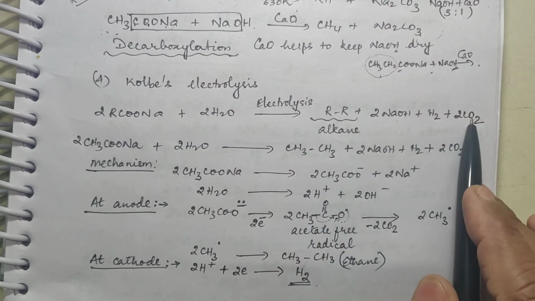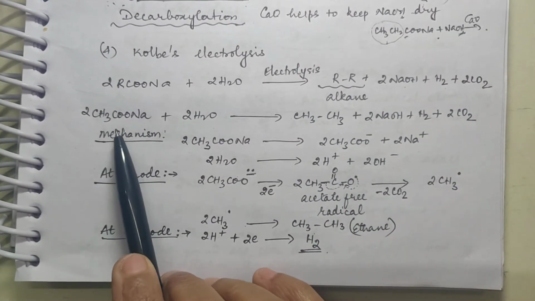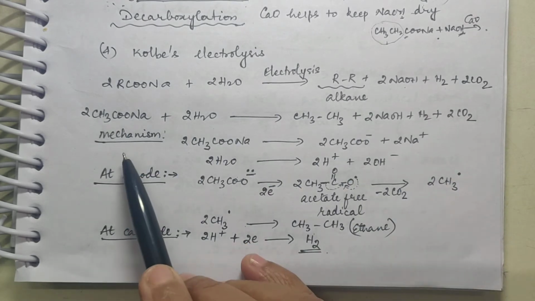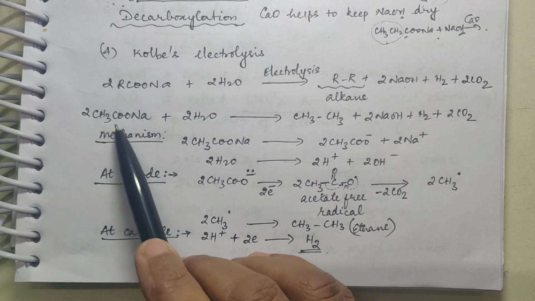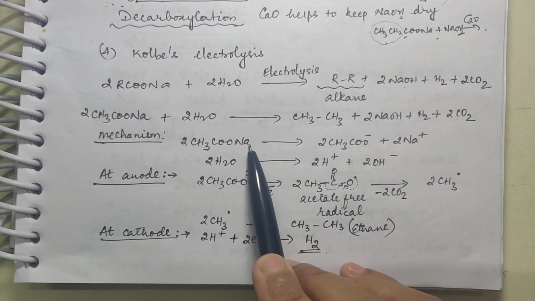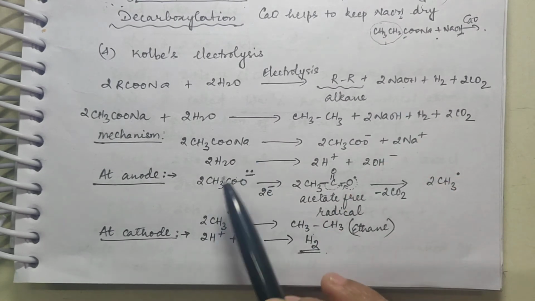Now how are these products obtained? Let us see the mechanism of this reaction. I have given a simple example for this. Now what is the mechanism? This CH3COONa, two molecules are used here. First of all, in the presence of water, it will ionize because it is a salt.